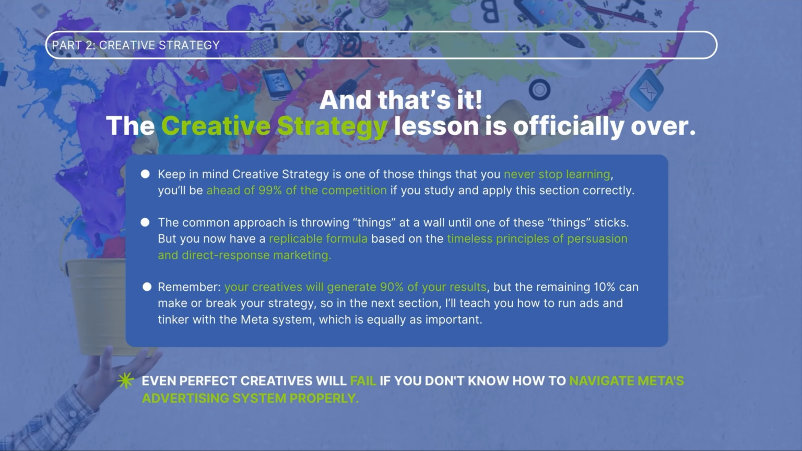Remember, your creatives will generate 90% of your results, but the remaining 10% can make or break your strategy. So, in the next section, I will teach you how to run ads and tinker with the Meta system, which is equally as important. Even perfect creatives will fail if you don't know how to navigate Meta's advertising system properly. Your hook, benefits, facts, and offer can be flawless, but the wrong campaign structure, targeting, or optimization approach will kill your results before they start.